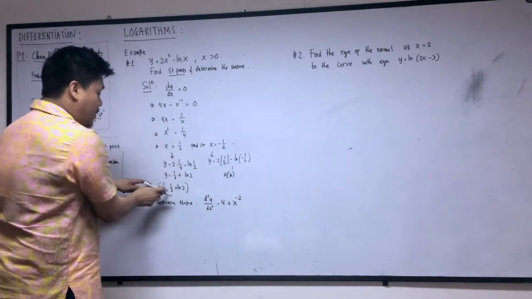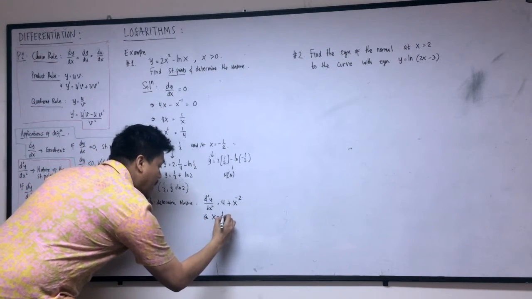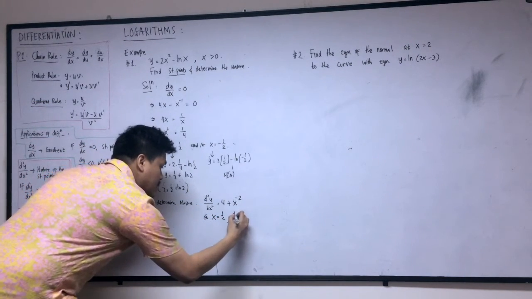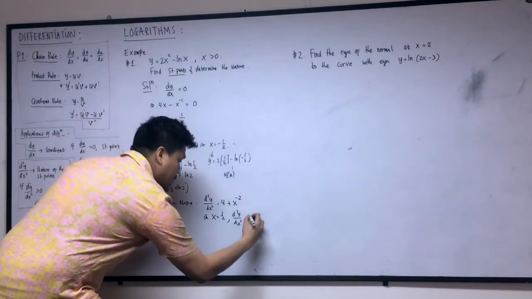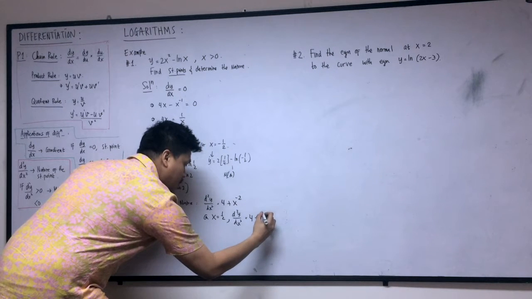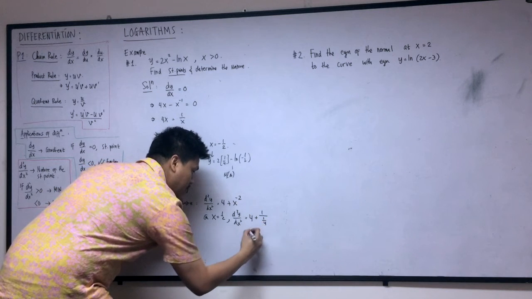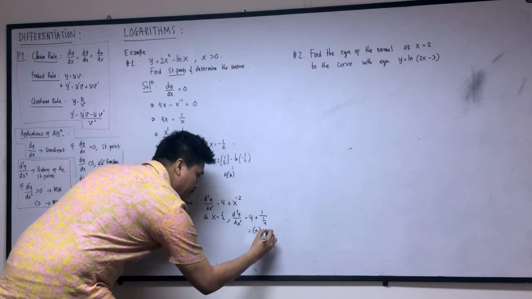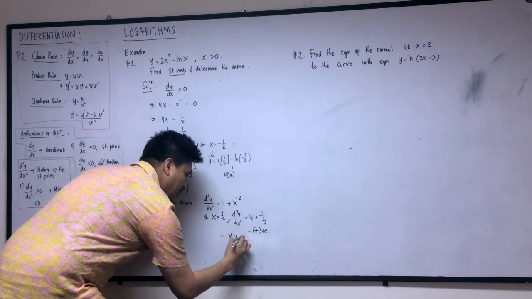And you put the value of x here, at x equals half. So d squared y over dx squared equals 4 plus 1 over x squared, 1 over 1 over 4. That's going to be positive, whatever that is. So therefore, it's a minimum.